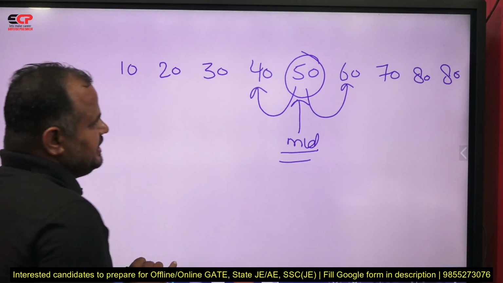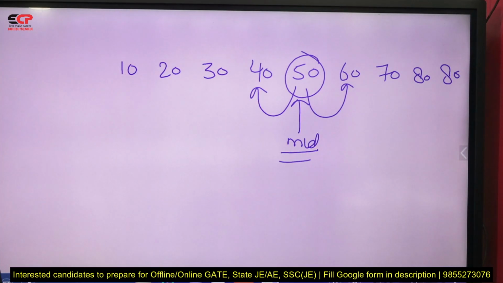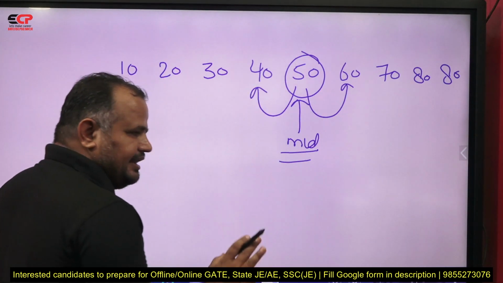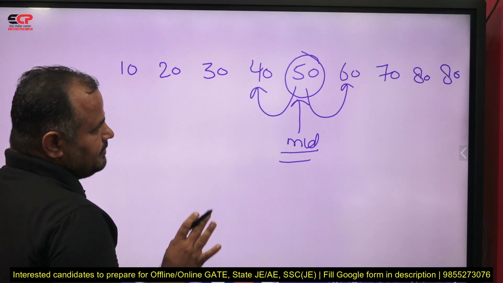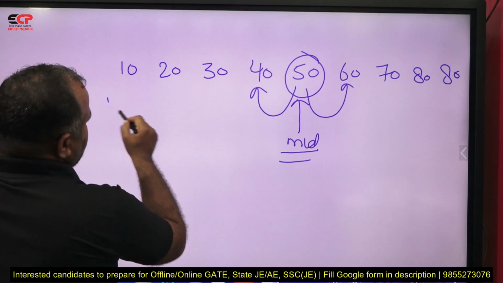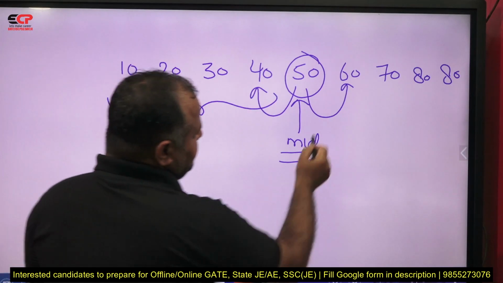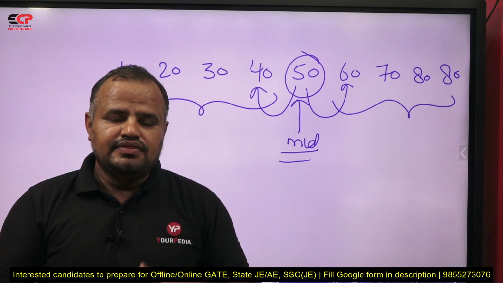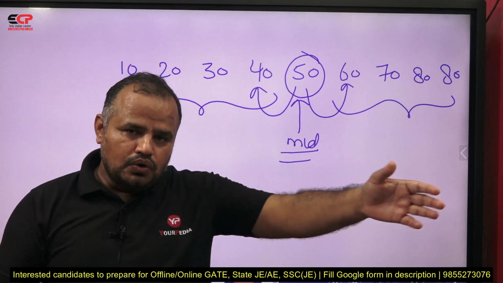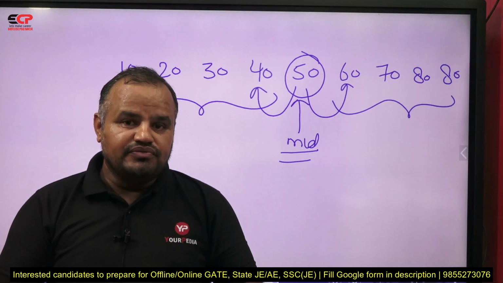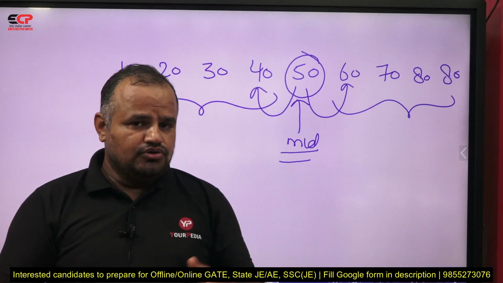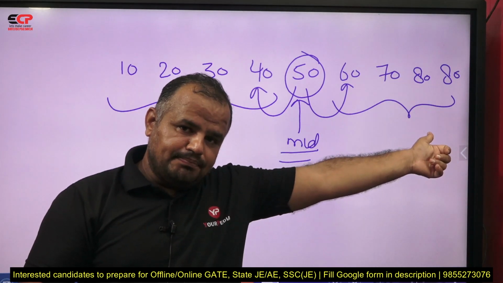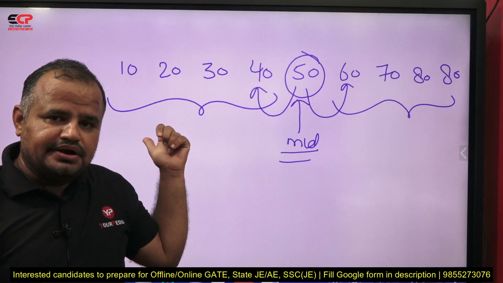Fine. So check: 50, is 40 equal to 50? No. Is 50 equal to 60? No. It means 50 is not the element which is repeated in nature. Fine. Now where can you move? Either you can move on the left hand side or the right hand side. Are you able to take a decision that you have to go to the left subarray or the right subarray? No, we cannot take such a decision, because we don't know whether the repeated element is present in the left subpart or the right subpart.